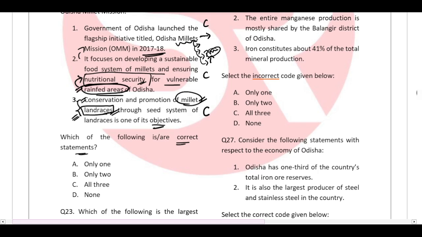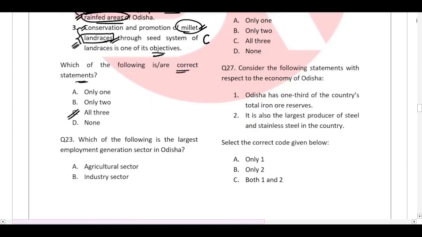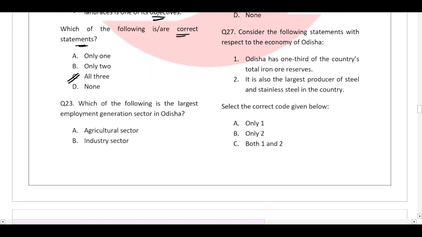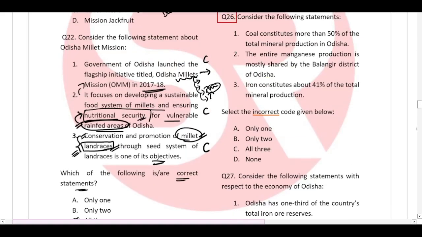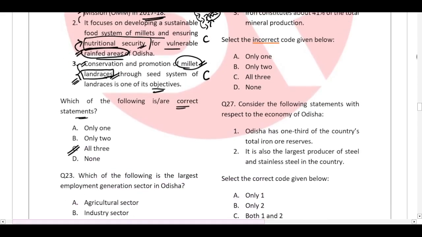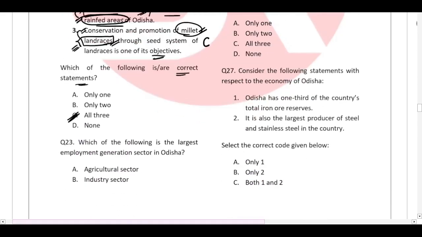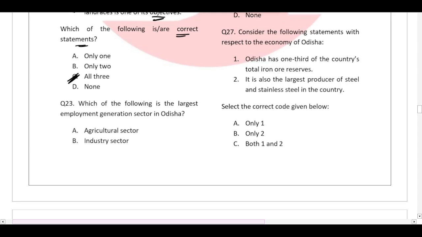Which of the following statements are correct? For question number 22, all three are correct, so our option will be option C, all are correct. Coming to question number 23: which of the following is the largest employment generating sector in Odisha?